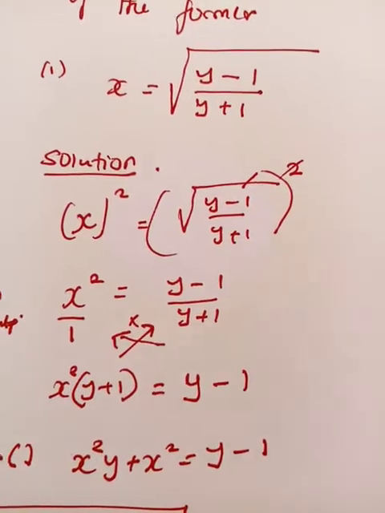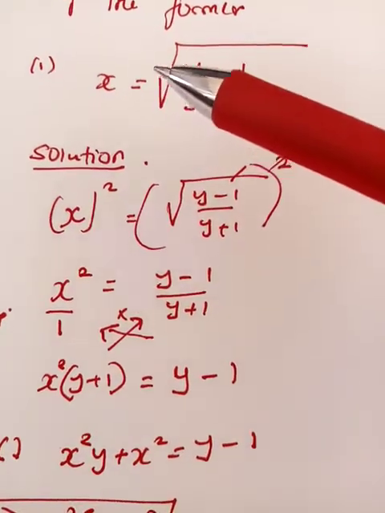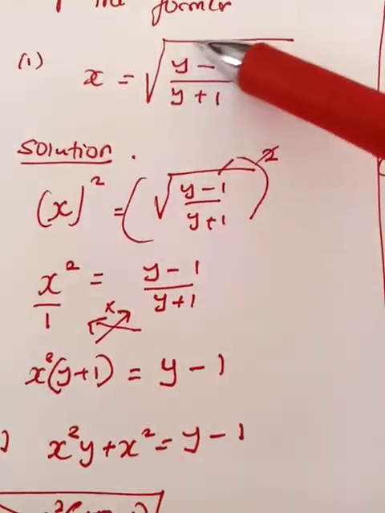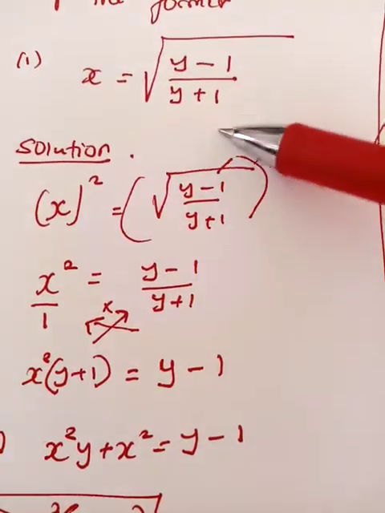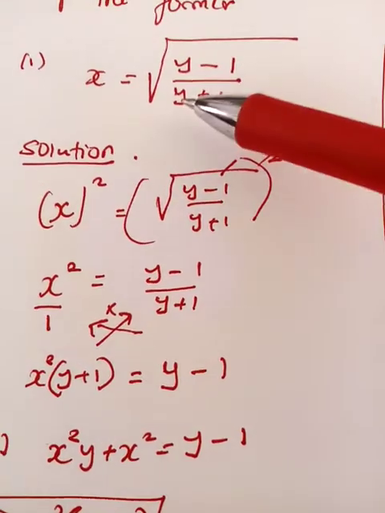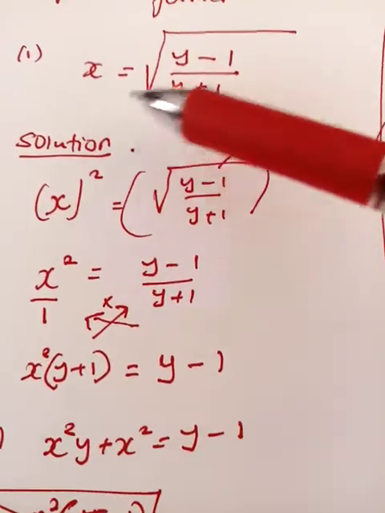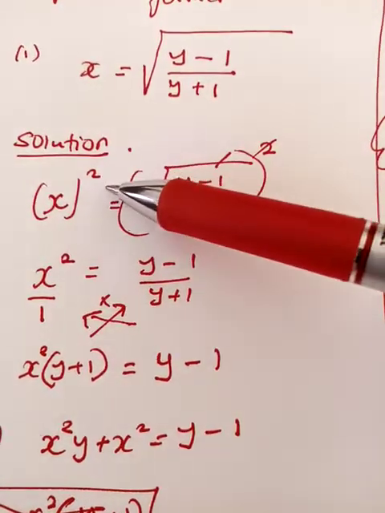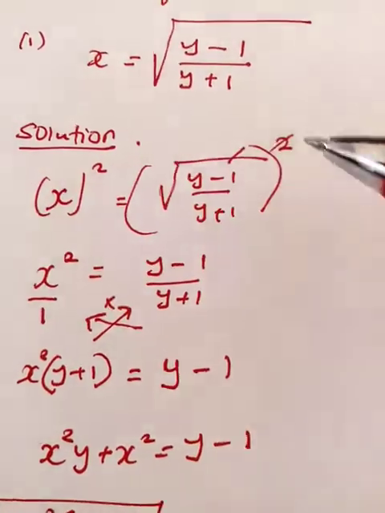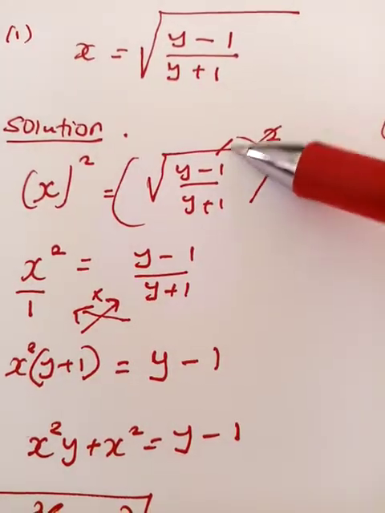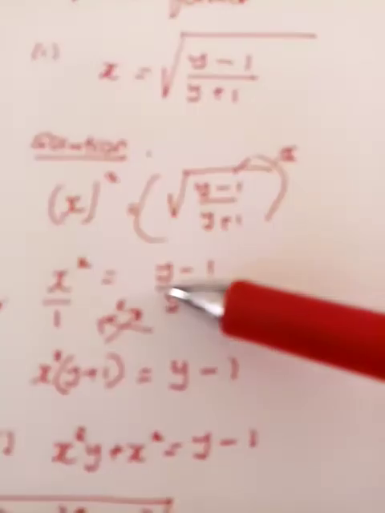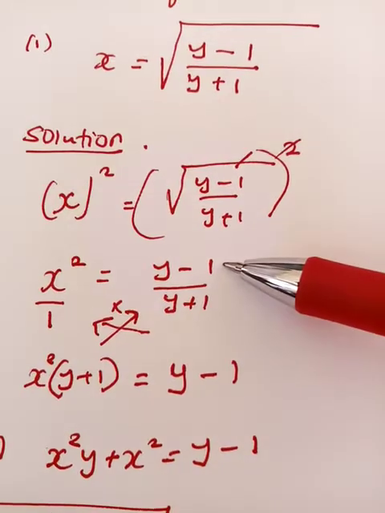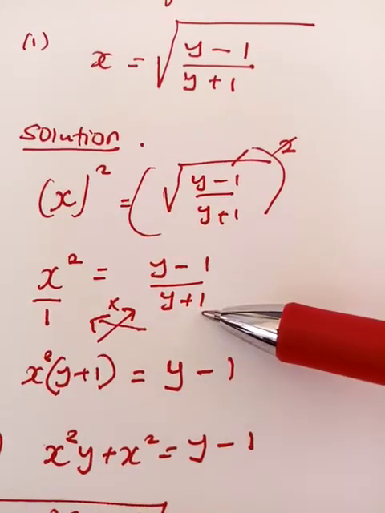So under the solution, first and foremost, remember what we've stated. Whenever you see a square root bracket, you undo a square root bracket by squaring. And when you're squaring, since it is an equation, you square both sides. And this is what we've done here. You square both sides, and the square will take out the square root. And so you'll be left with x squared is equal to y minus 1 over y plus 1.